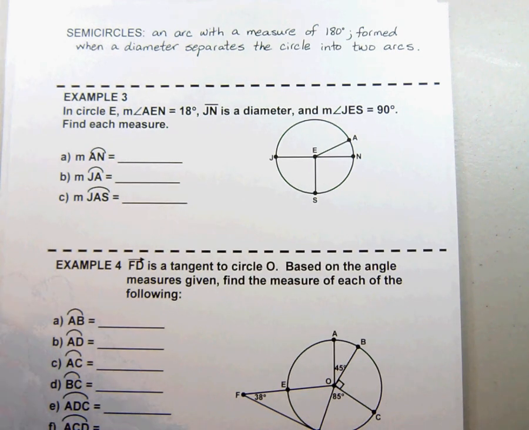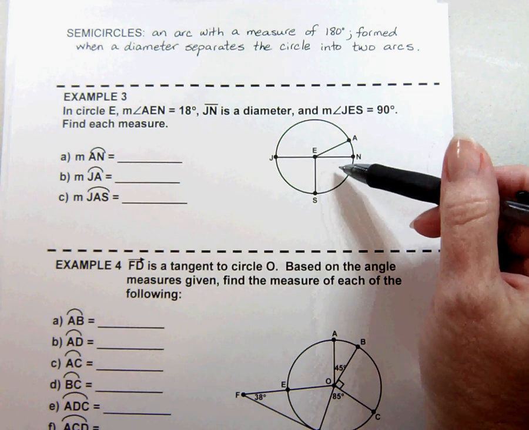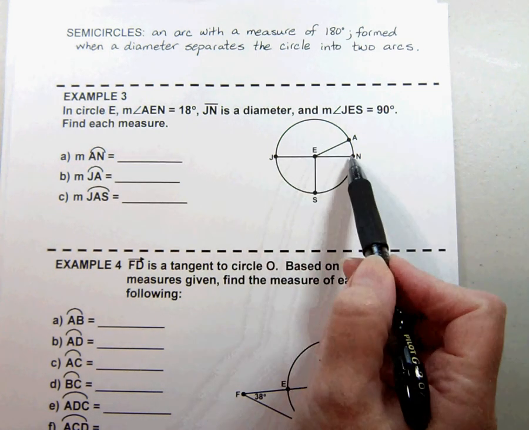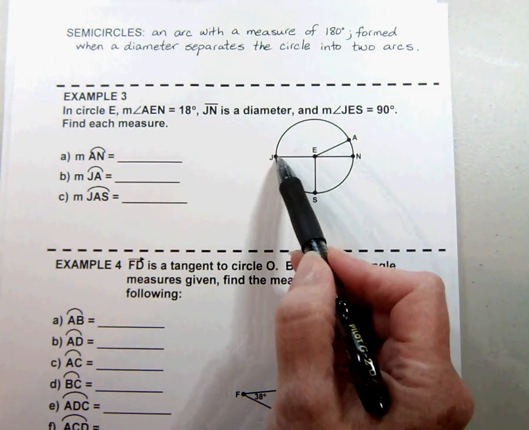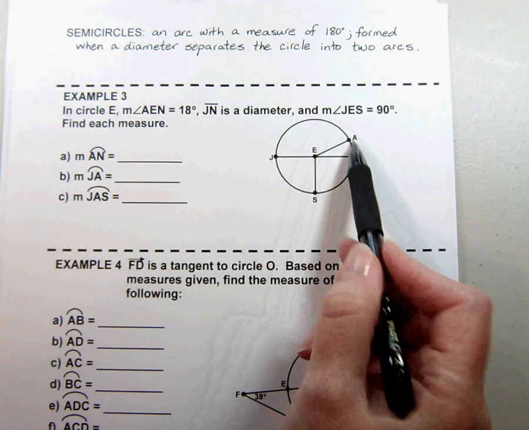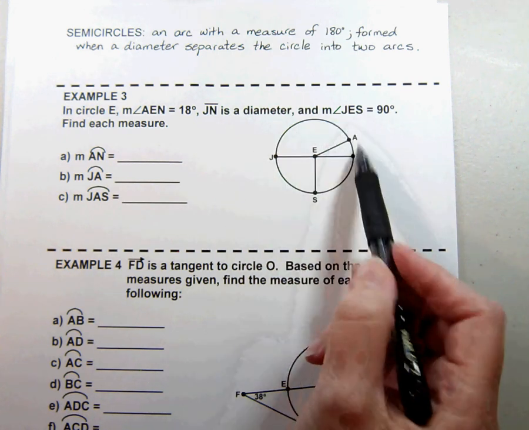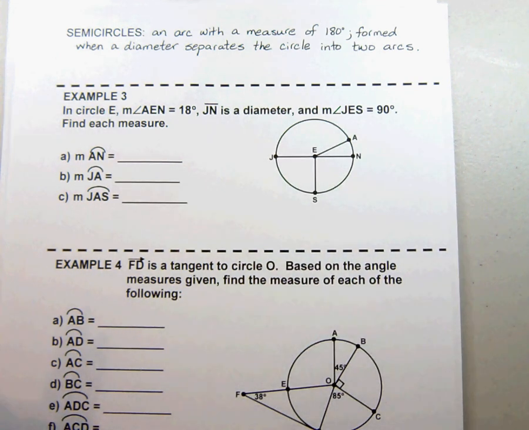Semicircles. A semicircle is an arc with a measure of 180. It's half of a circle. It's formed when a diameter separates the circle into two arcs. It could be more than 2. I just decided to put 2 on this one. If you look at the first example, this diameter is dividing. This is a semicircle that starts from J, goes through A, and lands at N. So that whole length is 180 degrees.